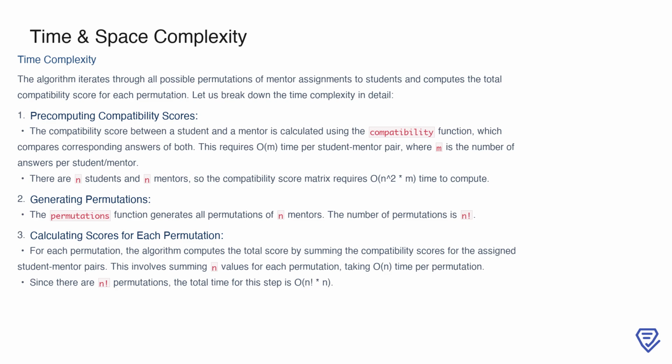Next, we generate all possible permutations of mentor assignments using the permutations function from the Python library. Since there are n mentors, the number of permutations is n factorial, or n!. Finally, for each permutation, the algorithm calculates the total compatibility score by summing the scores for the assigned student-mentor pairs. This involves summing up n values for each permutation, which takes n time per permutation. Given that there are n! permutations, the total time for this step is n times n!. Thus, these 3 steps together form the basis of the time complexity analysis.